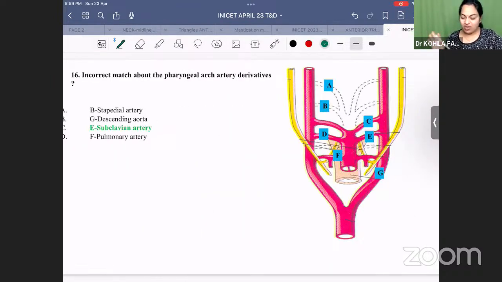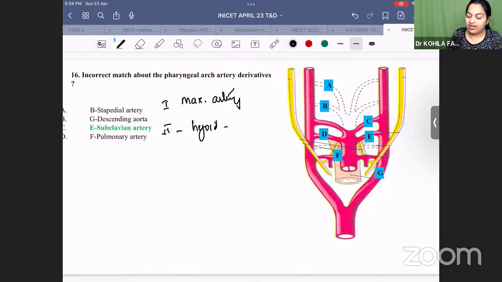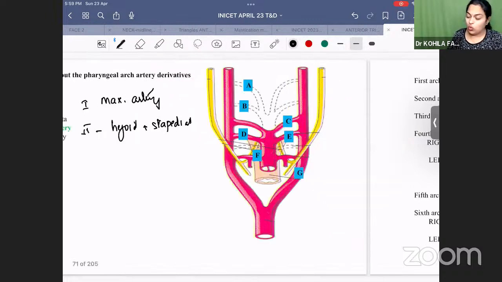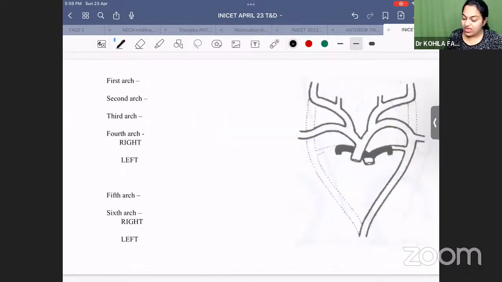Every time they ask about these pharyngeal artery derivatives, you got it right, isn't it? So what is the remnant of the first arch? Maxillary artery. Recently they've asked it, right? And the second one, hyoid and stapedial artery, isn't it? What is the third arch going to give rise to? The third arch, as you see here, right? This one. Yeah, what is that?